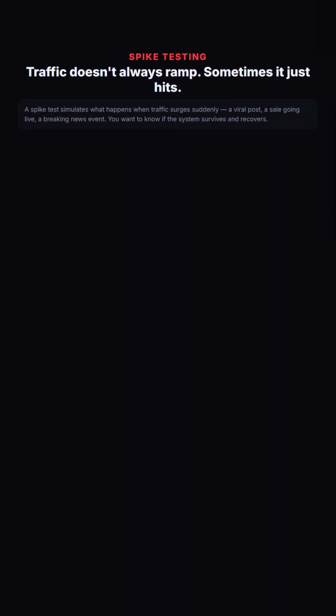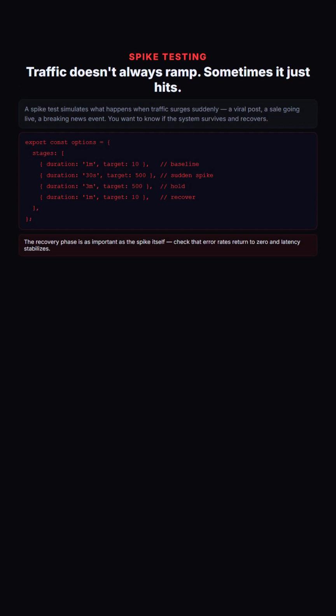Spike testing is different from stress testing in a critical way. Instead of a gradual ramp, you simulate a sudden, instantaneous surge in traffic. Think about what causes traffic spikes in the real world. A celebrity tweets about your product. A news article goes viral. A marketing email goes out to 1 million subscribers simultaneously. A flash sale starts at exactly noon. In all of these cases, you go from normal traffic to many times normal traffic in seconds, not minutes.